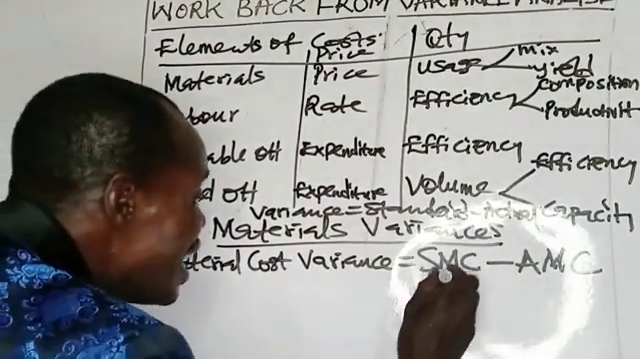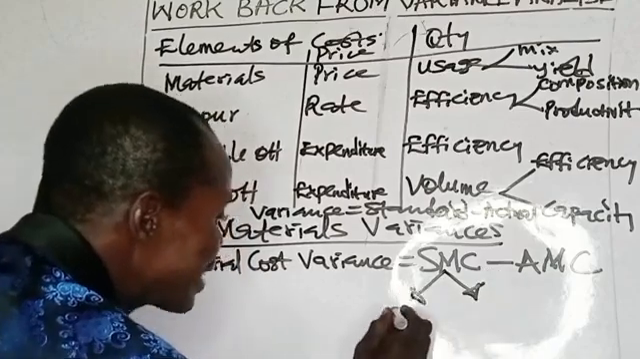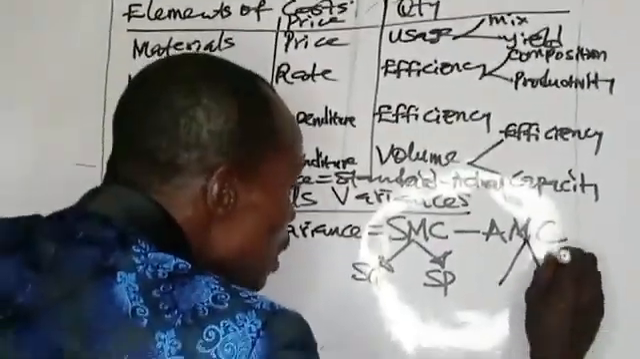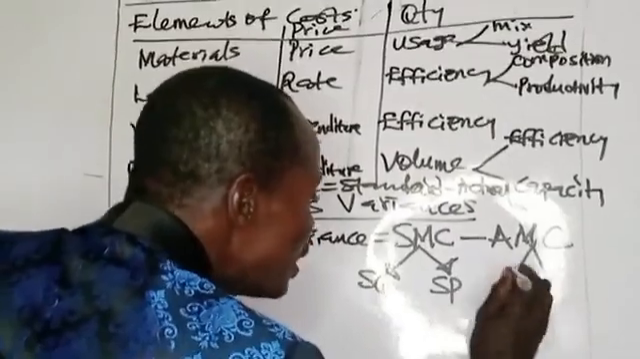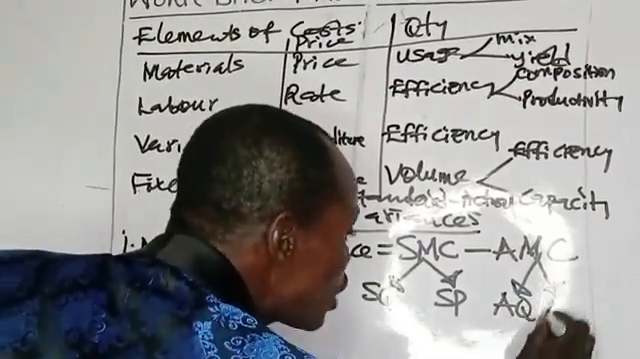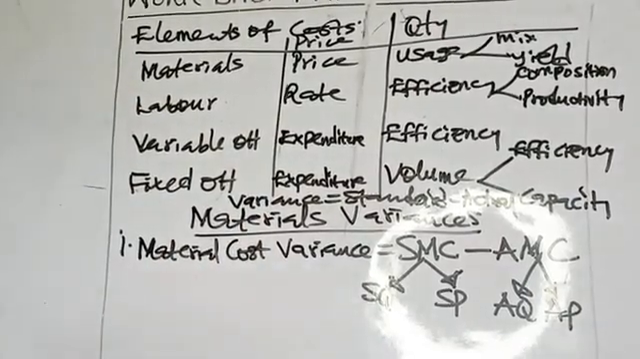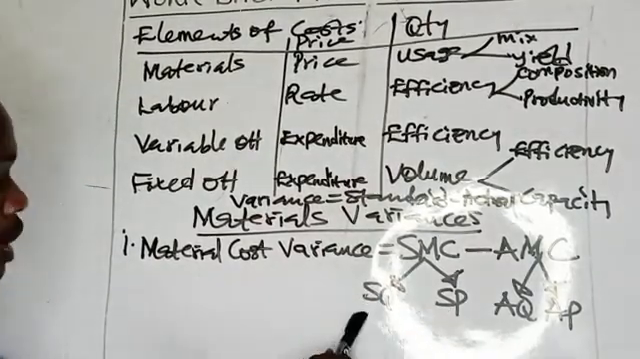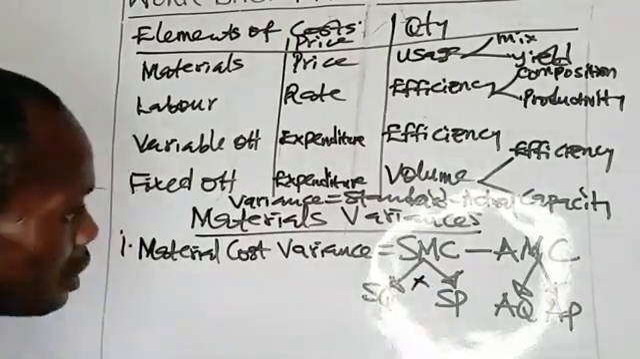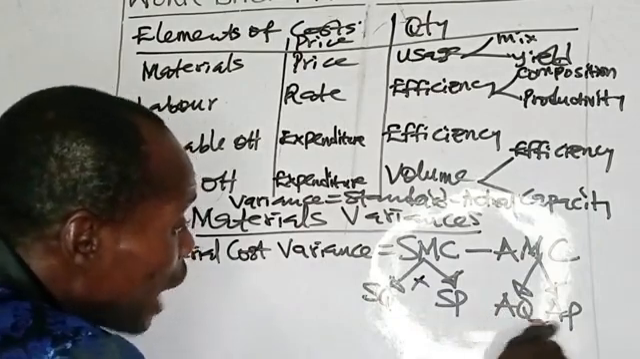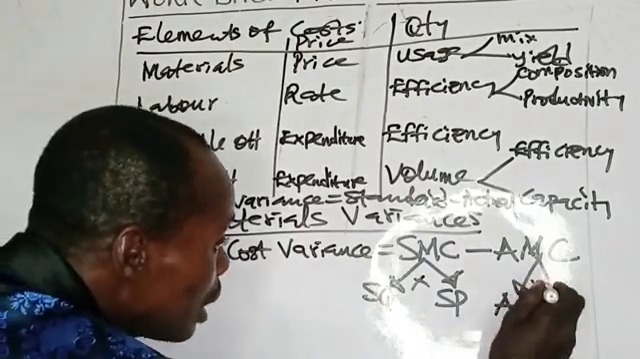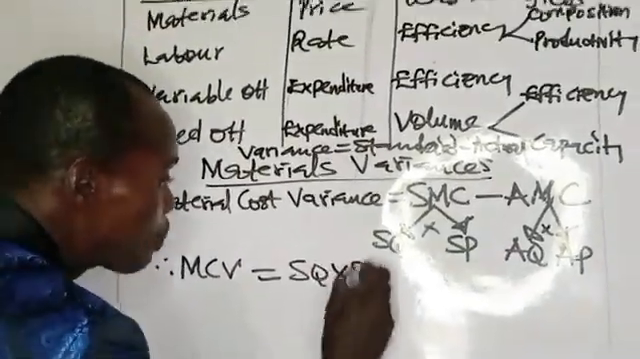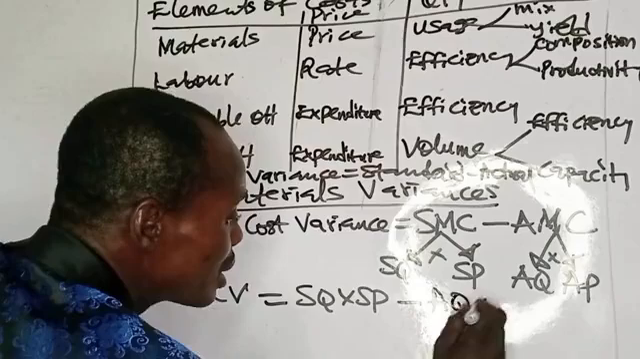This standard is a product of two standards. You have the standard quantity and the standard price, while this actual is also a product of two actuals, which is actual quantity and the actual price. So for standard material cost, it is the product of standard quantity times standard price. For actual material cost, it is actual quantity times actual price. Therefore, material cost variance equals standard quantity times standard price minus actual quantity times actual price.